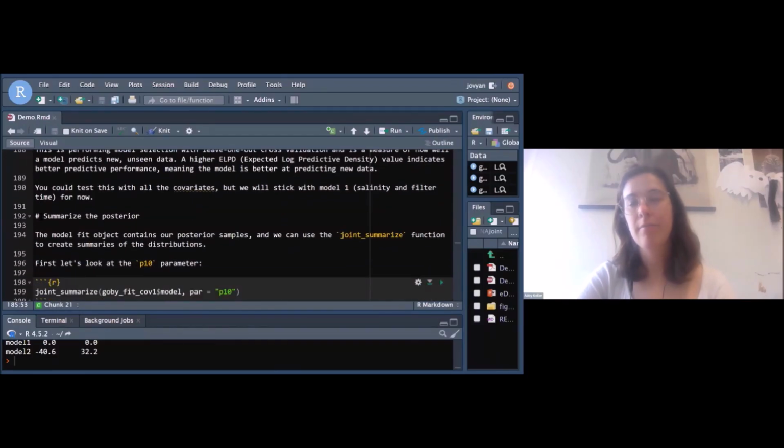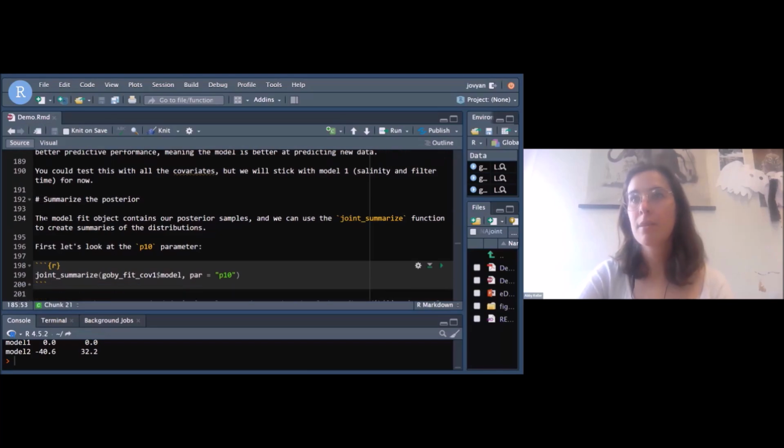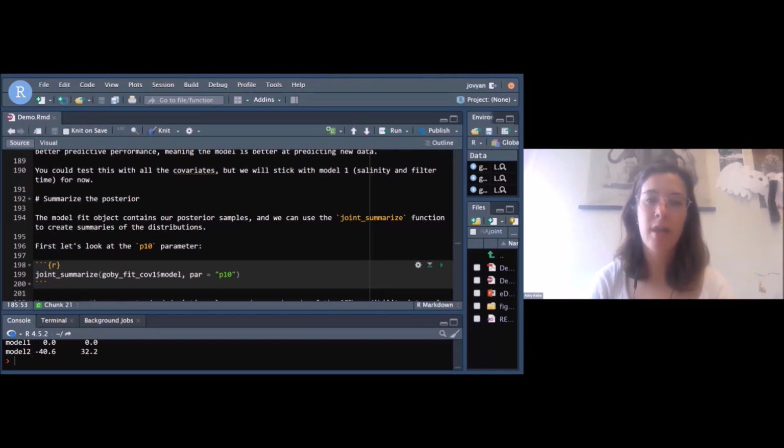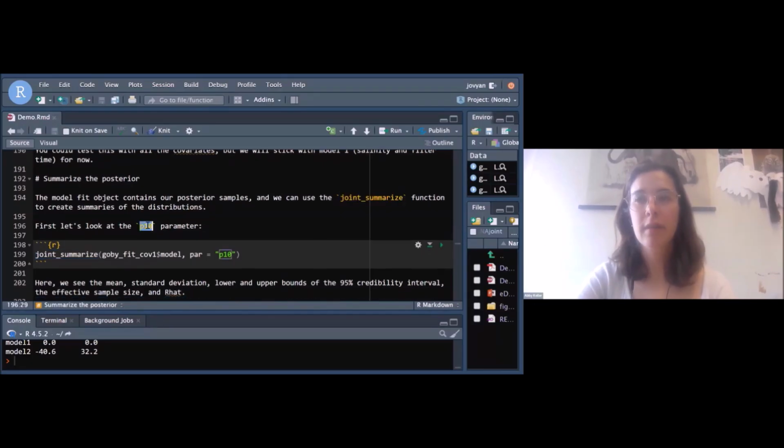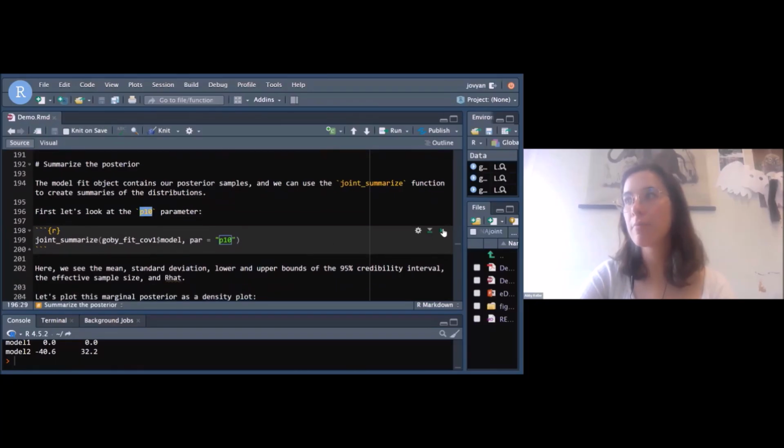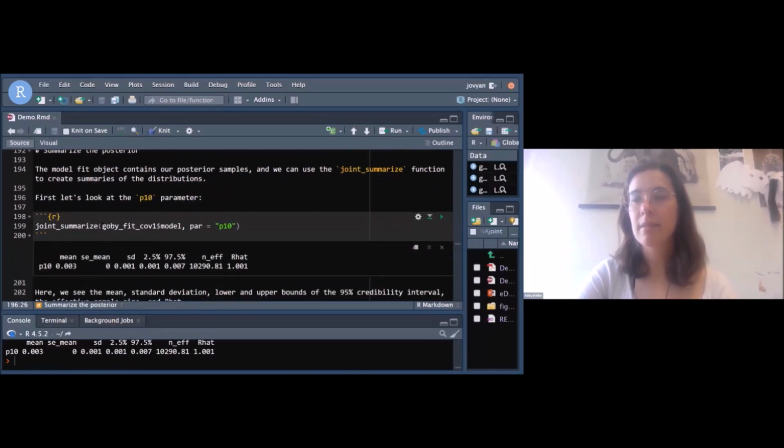So the next step is to look at our estimates. Here we're going to look at the posterior summaries of the different parameters in this model. This model fit object contains our posterior samples. Again, this is just a long string of numbers that are an approximation of the posterior distribution. We can use this joint summarize function in the package to create summaries of these marginal posterior distributions. We'll first look at the P10 parameter. This is the probability of a false positive. This takes our model fit and this specification of the parameter.